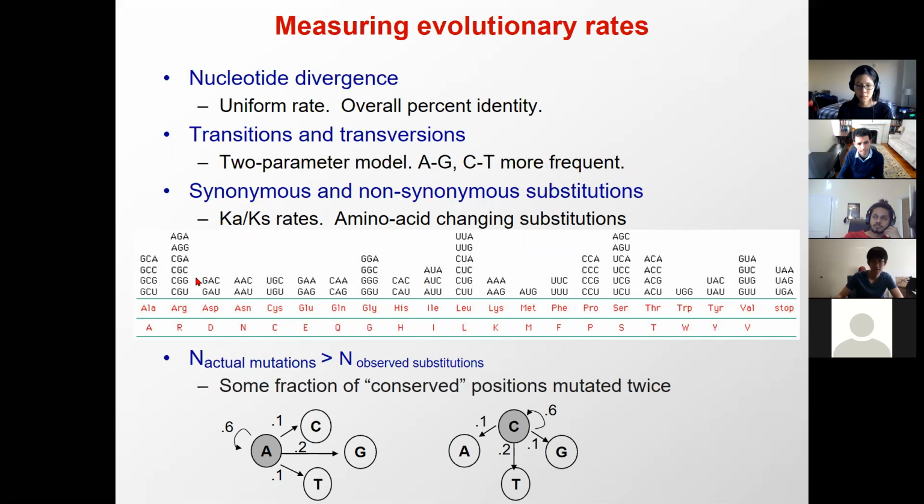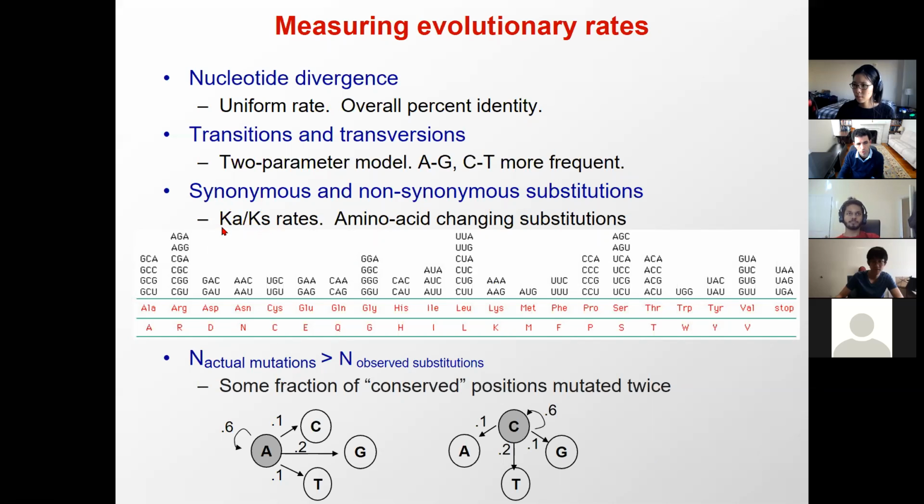So we could basically ask, given our genetic code, and given that any of these four codons can all encode the same amino acid, then I can evaluate how many nucleotide substitutions are amino acid changing versus how many substitutions are amino acid preserving or synonymous.